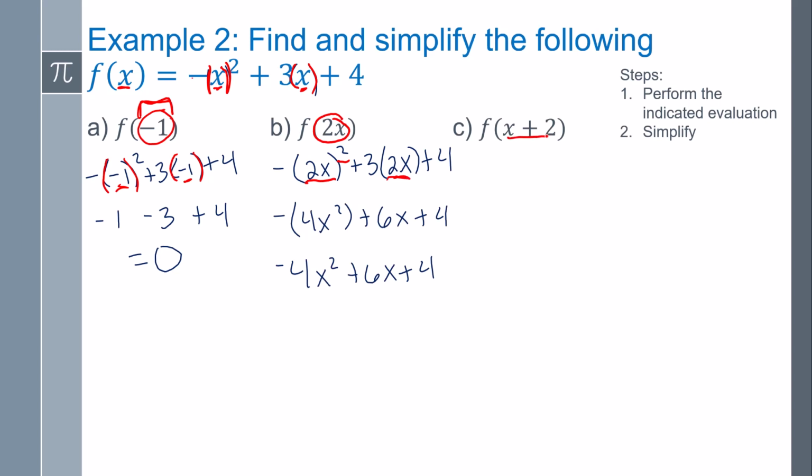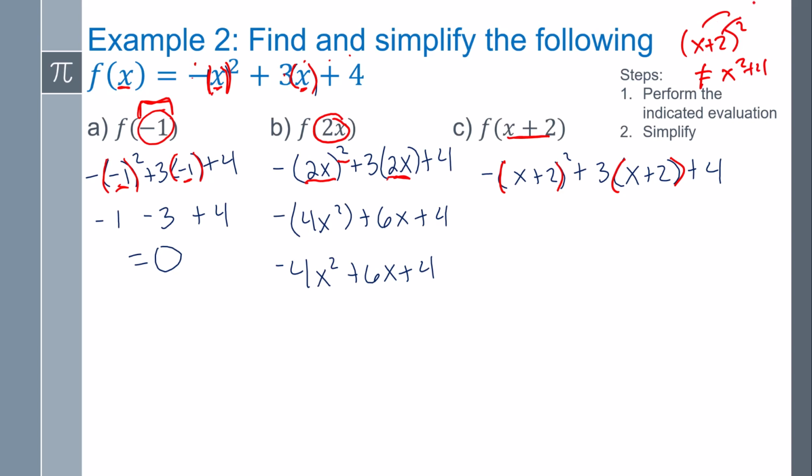And I could even look at it as x plus 2. So remember, we're looking at this as negative parentheses squared plus 3 times parentheses plus 4. So inside those parentheses, I'm plugging in x plus 2. Now we need to be careful here. x plus 2 squared does not equal x squared plus 4 squared. You do not sit there and distribute that. That's wrong. It's saying you have 2 x plus 2's.